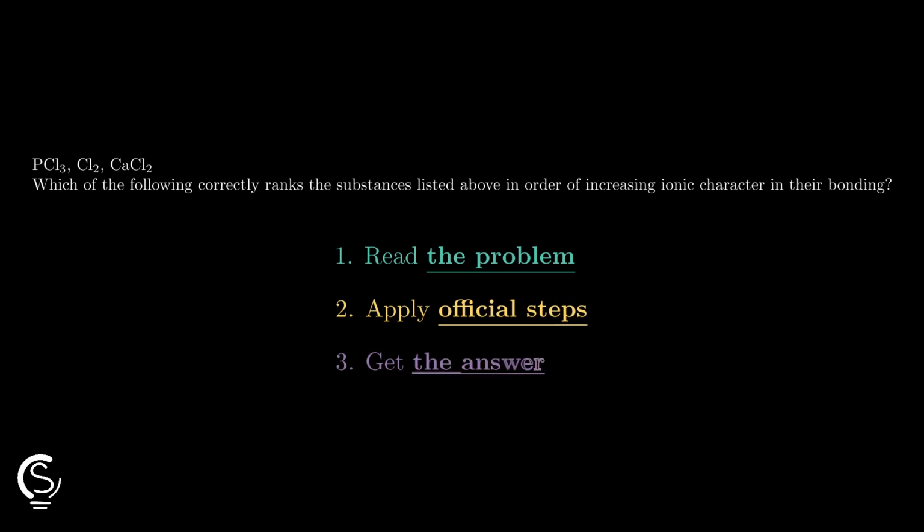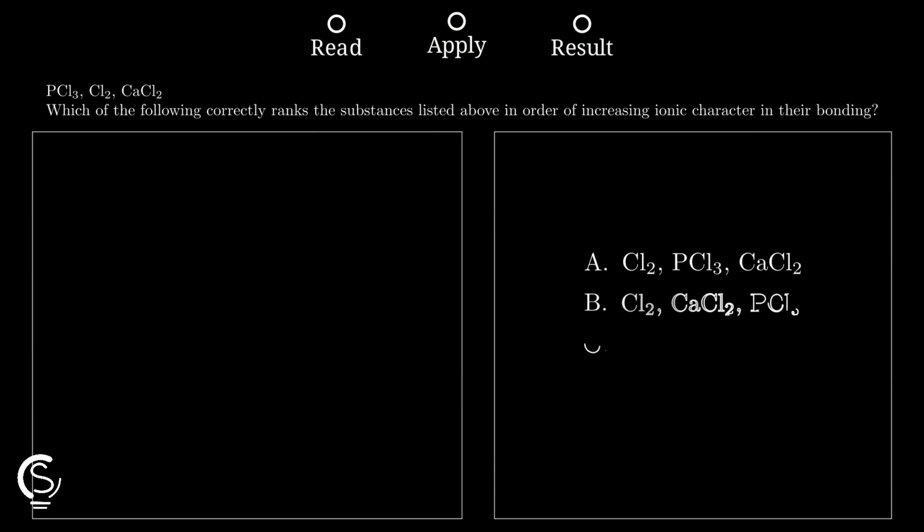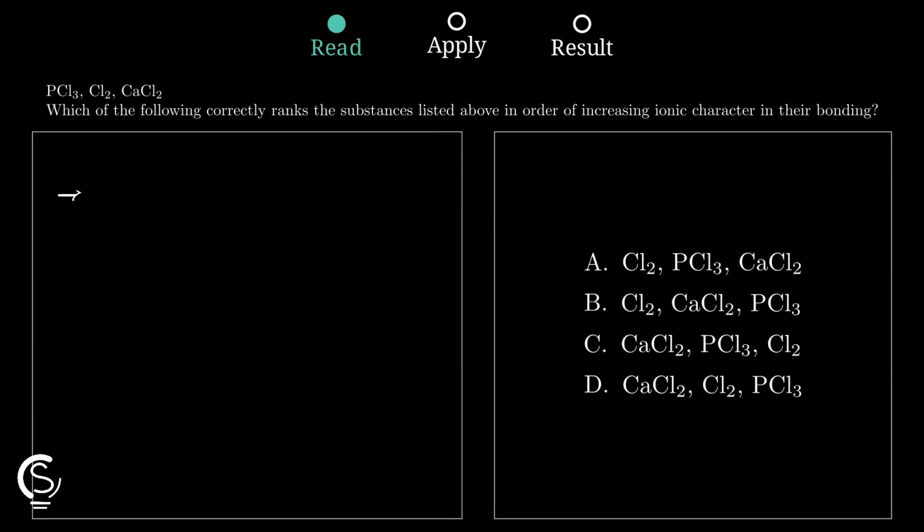Let's go! Ionic character questions look scary, but this one is fast if you compare bond types and electronegativity differences instead of memorizing random compounds. Ionic character increases when the electronegativity difference gets bigger, so start there. Identical atoms share electrons equally, while metal and nonmetal pairs usually pull unevenly and look much more ionic.